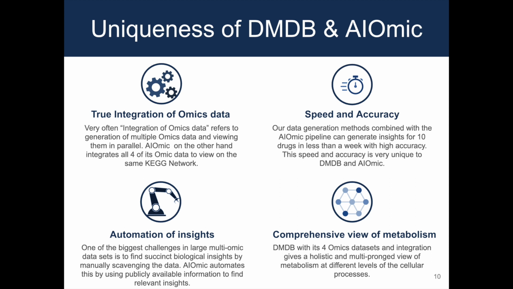Secondly, it's the speed and accuracy offered by DMDB and AI-omic. Our data generation methods combined with the AI-omic pipeline can generate insights for 10 drugs in less than a week with high accuracy. This speed and accuracy is very unique to DMDB and AI-omic. The third is automation of insights. One of the biggest challenges in large multi-omic data sets is to find succinct biological insights by manually scavenging the data. AI-omic automates this by using publicly available information to find relevant insights using natural language processing.